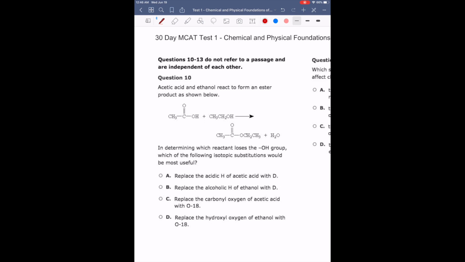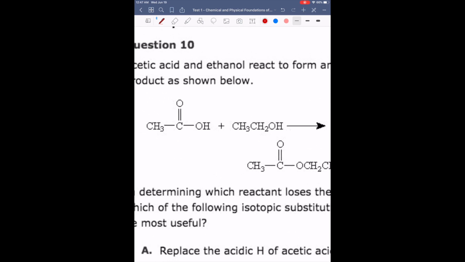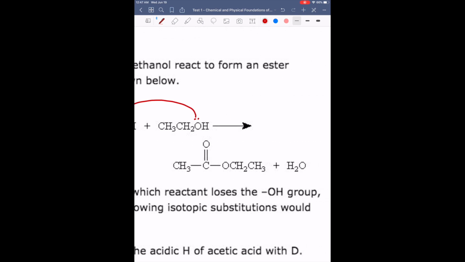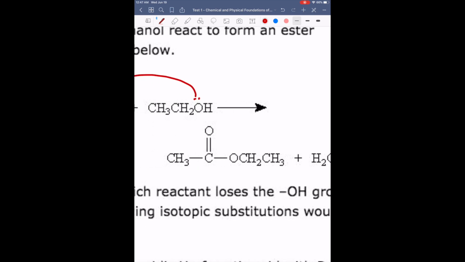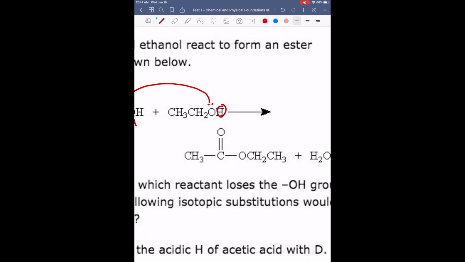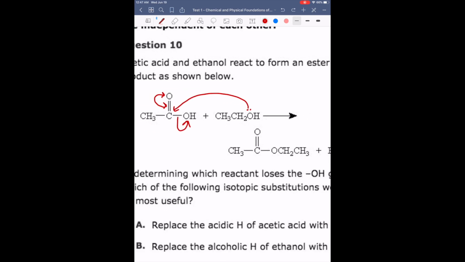In question 10, it says that acetic acid and ethanol react to form an ester product as shown below. So we know what happens here is this alcohol is going to be our nucleophile. Our electrophile is a carboxylic acid. And so we're going to get attack at the carbonyl carbon. This oxygen double bond breaks open and then comes back down to kick off the OH. Our product then is this ester, and the OH left as water, because this hydrogen over here got transferred to the OH group of the carboxylic acid. That's our water. So we get ester and water.